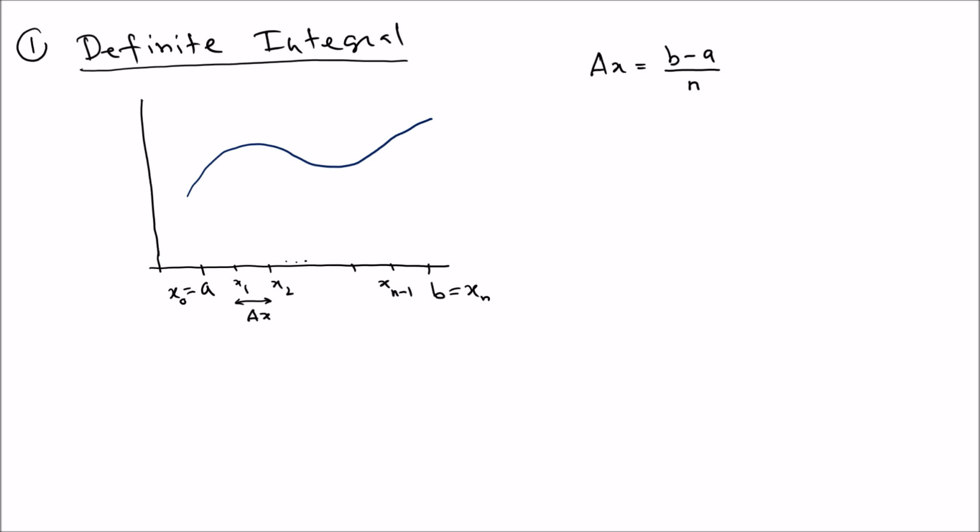This delta x sometimes we call h, so sometimes we write this as h. We can use that later when we do approximations. That's one formula: how to find delta x is b minus a over n.